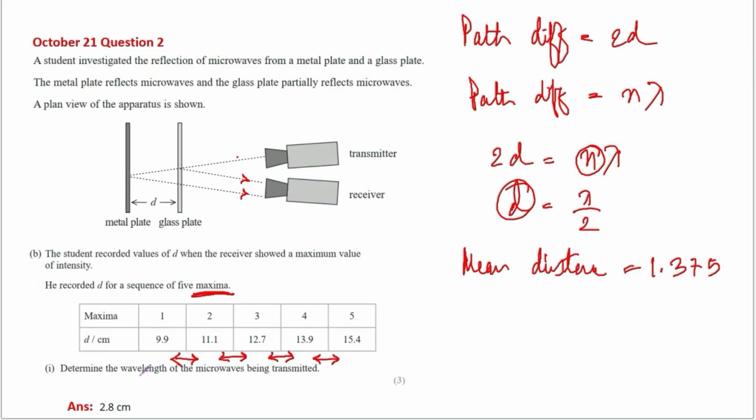And the question asks you to find out the wavelength. So make lambda the subject of the equation. Lambda should be equal to twice d. So 1.375 times 2 gives you 2.75, or rounded off to 2 significant figures, you get 2.8 centimeters, which matches with the mark scheme as well.